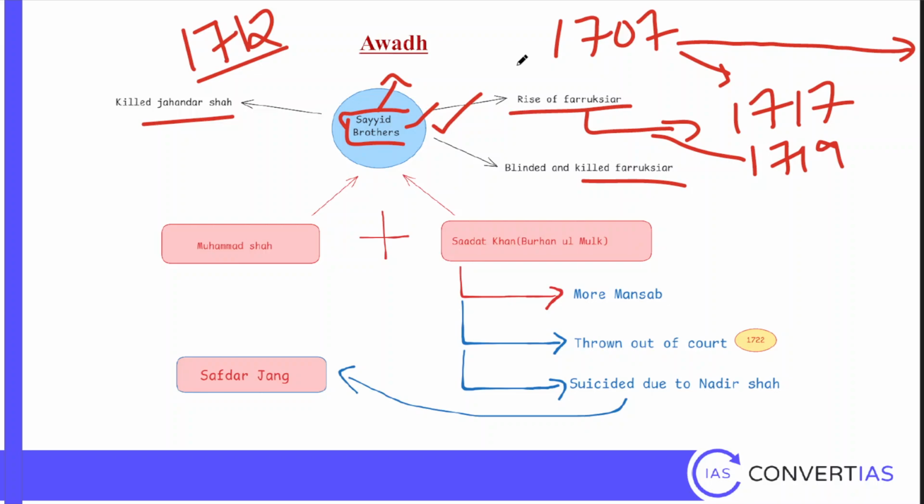So somebody wanted to eliminate the Said brothers. And one person, Muhammad Shah, conspired with Sadat Khan, also known as Burhanul Mulk, to kill the Said brothers, and they successfully killed the Said brothers in 1720.